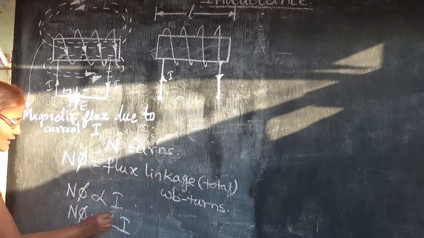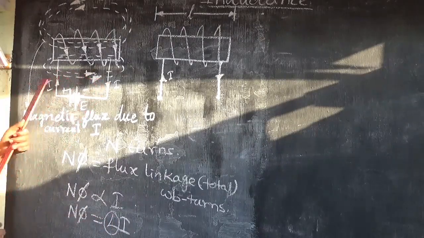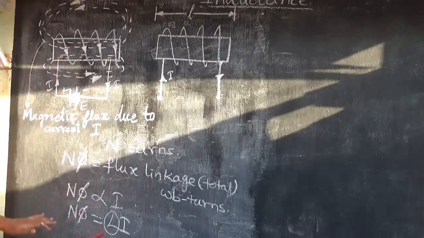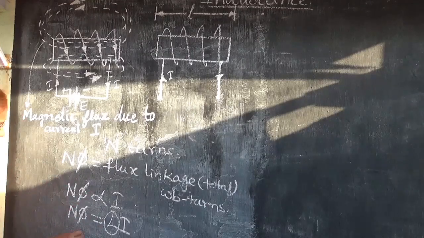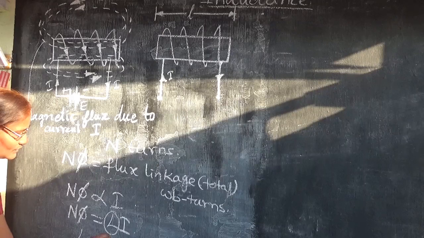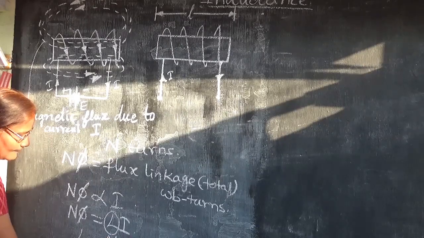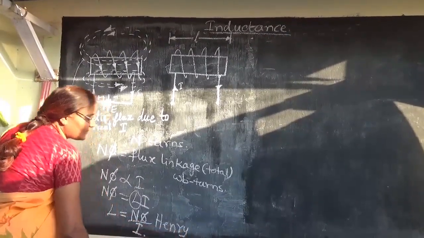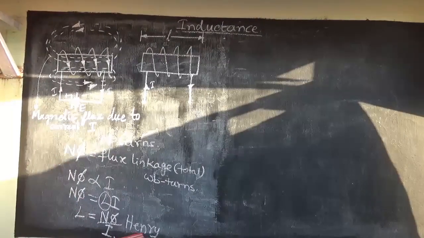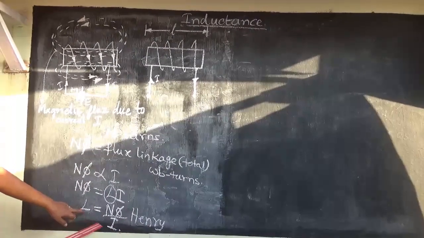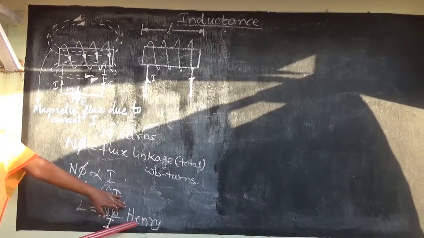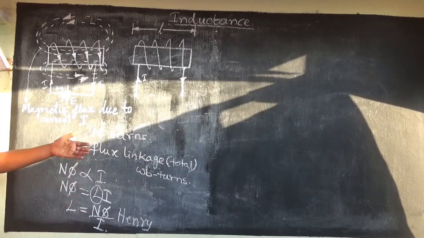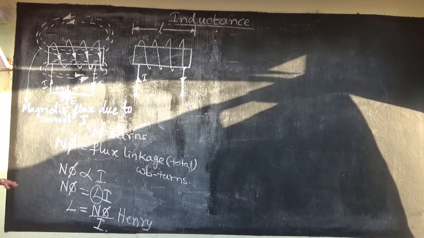And this constant L is called inductance. Because this flux is linking with the coil itself, it is called self-inductance. So L is called self-inductance, and L is equal to N phi by I, whose unit is Henry, named after the scientist Henry. This Henry is a very large unit, so we will consider millihenries while doing the problems.